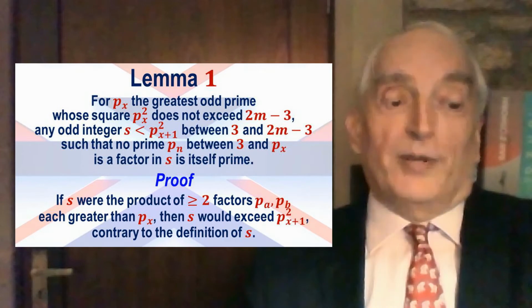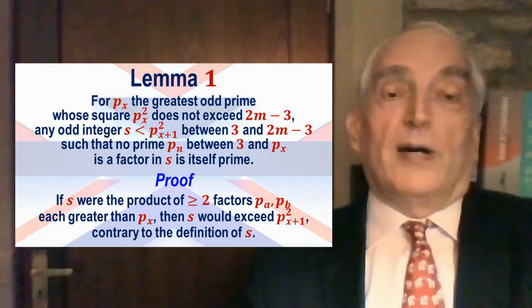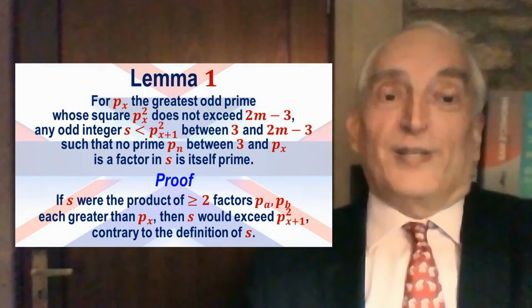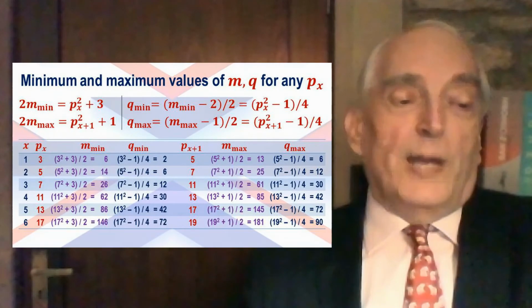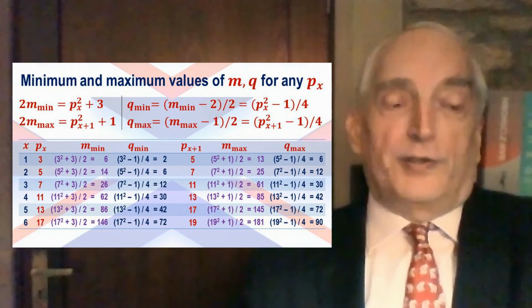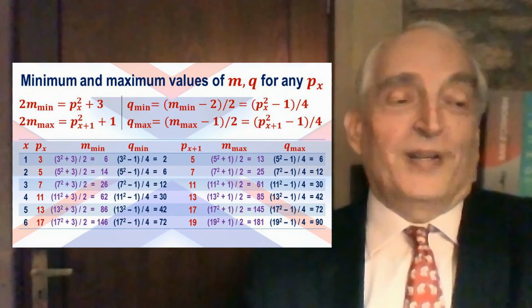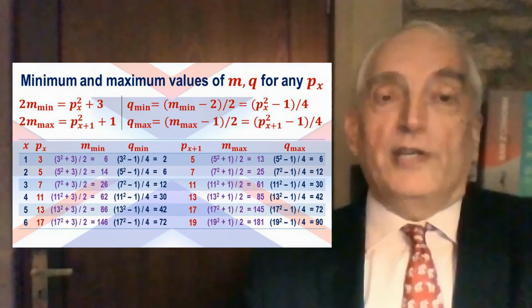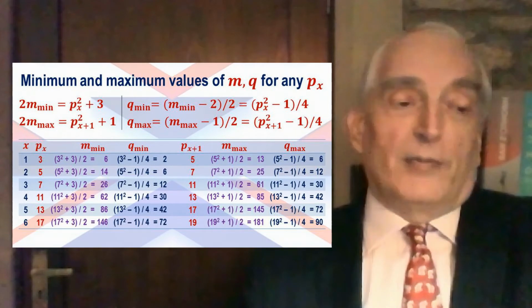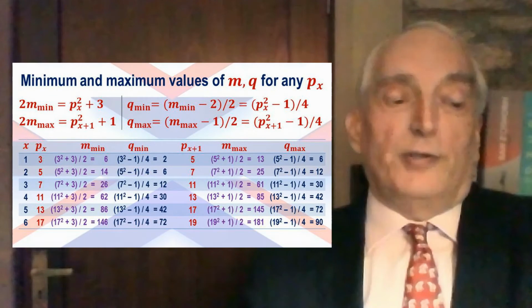But if none of the primes between 3 and Px are a factor in S, then S will necessarily be prime. So then we set out the minimum and maximum values of M and Q, that's the target integer and the partition count that corresponds to that target integer, for any value of Px. And these equations are easier to derive, so I shan't derive them here. I shall simply state that they are so. And there's a table there so that you can see how they work.